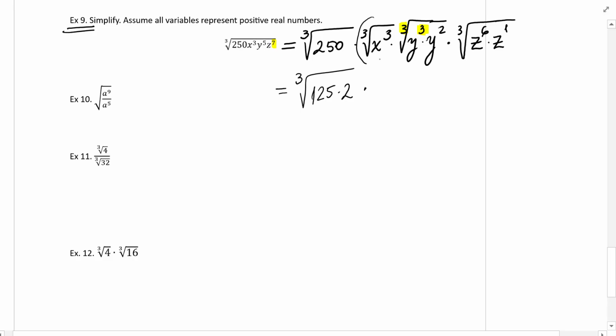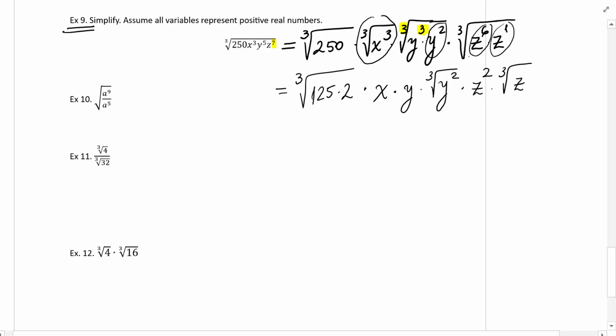Then, cube root of x to the third is just x, right? 3 over 3, x. Cube root of y to the third is just y. Cube root of y to the second is going to stay the same. So this term with the radical stays the same because I cannot simplify them. The index and the exponent, the index is larger than the exponent. Then cube root of z to the 6 is z to 6 over 3, which is z to the second. And then cube root of z to the first, this term.